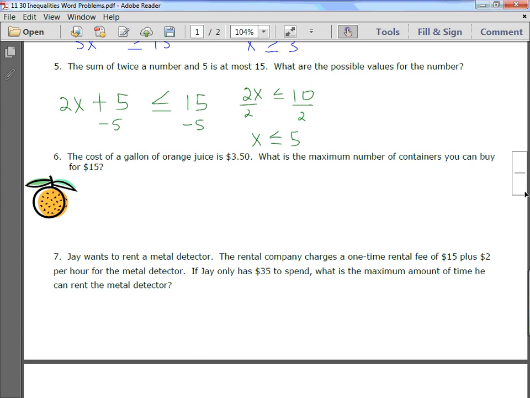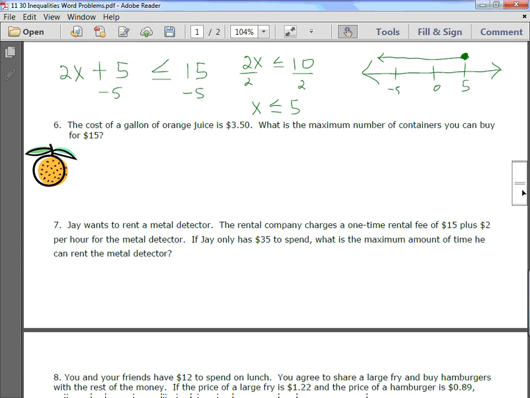I draw my graph. 0, 5, negative 5, and it says x is less than or equal to. So I'm going to draw my line and then go to the left, which means less than.